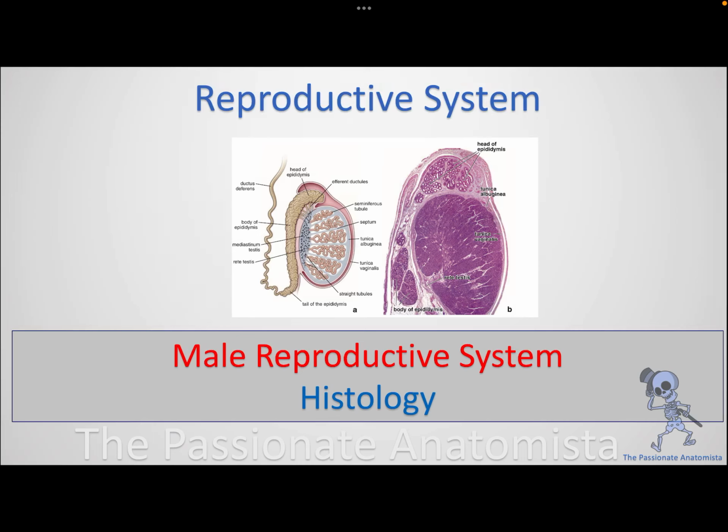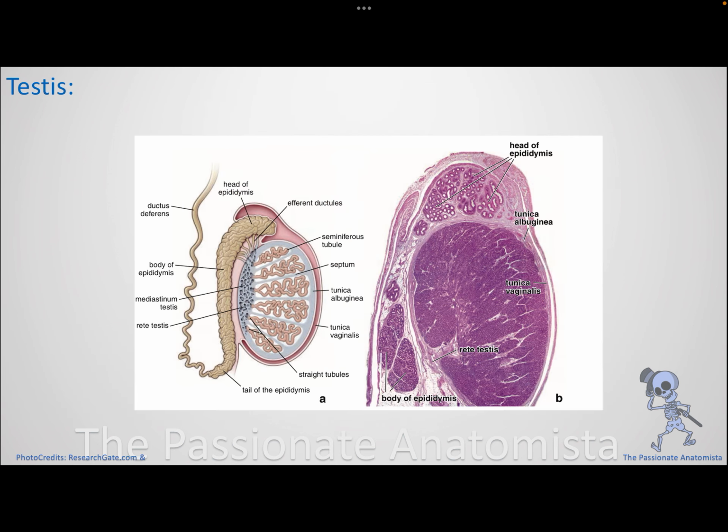Hi guys, in this video we're going to talk about the histology of the male reproductive system. We're going to look at the testes and see what happens to the sperms from the time they get formed in the testis itself.